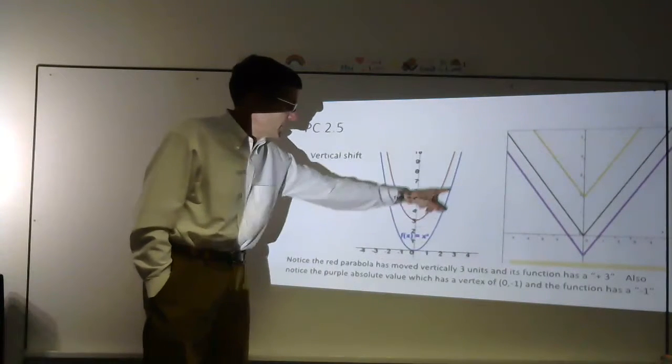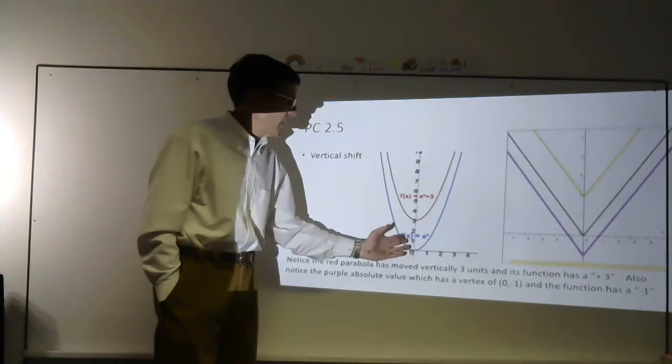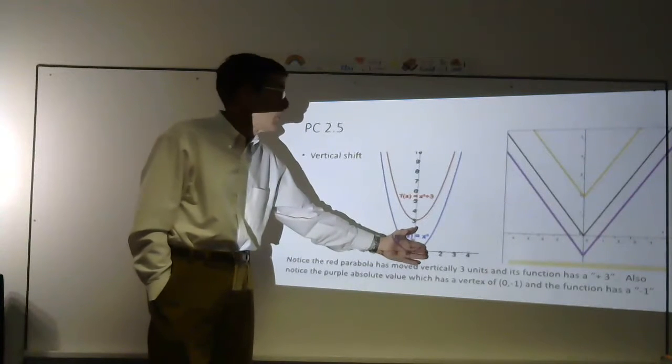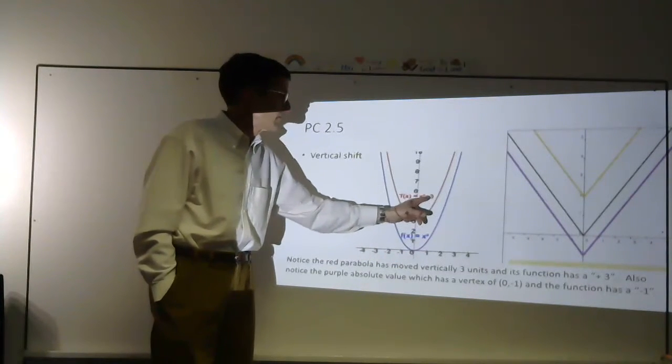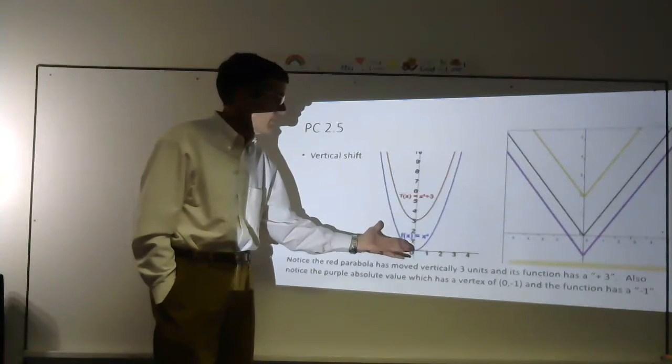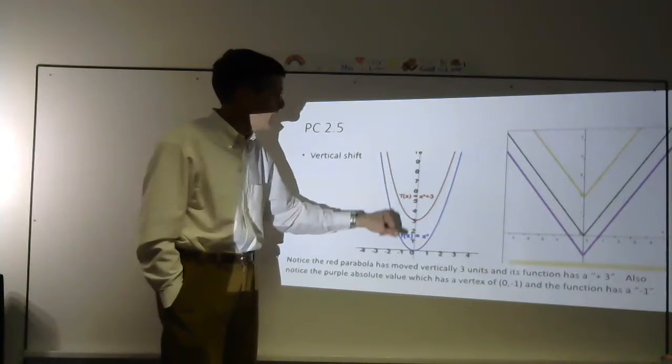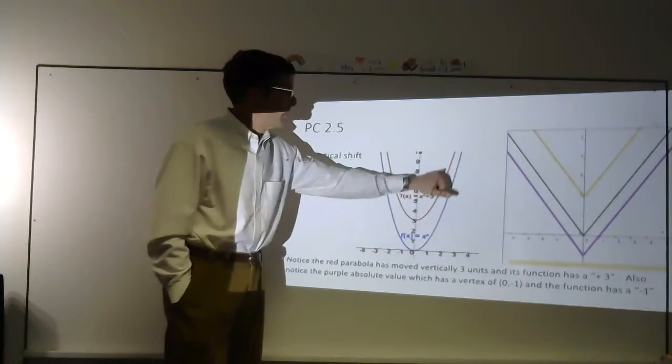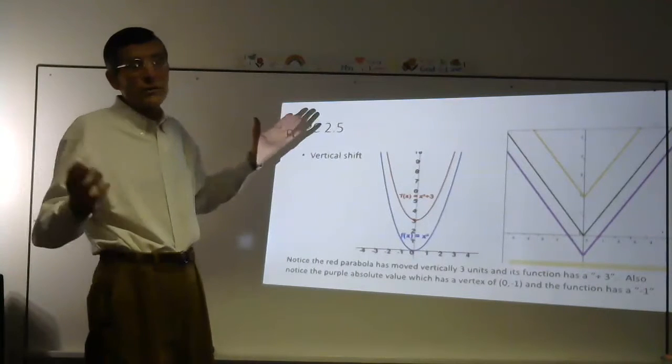The blue one is f of x, or y equals x squared. The red one is x squared plus 3. The plus 3 just simply moves it up 3. Every y value goes up 3. Okay, that's all there is to it.